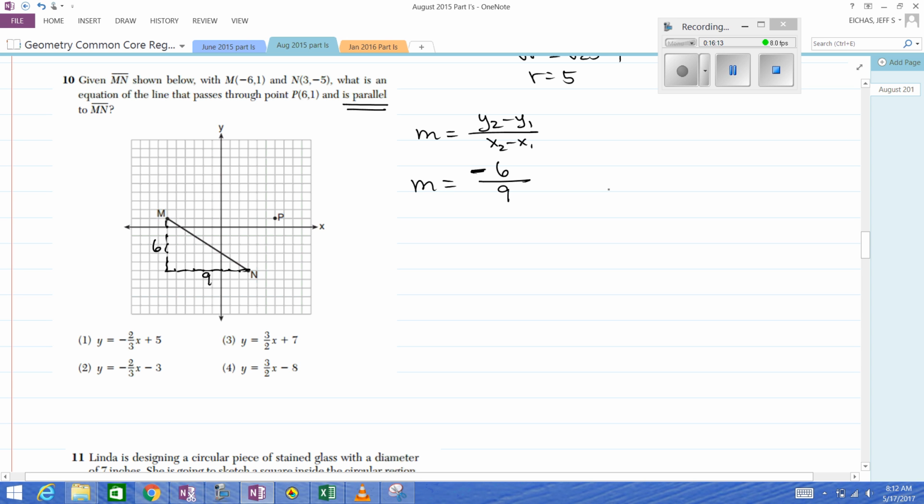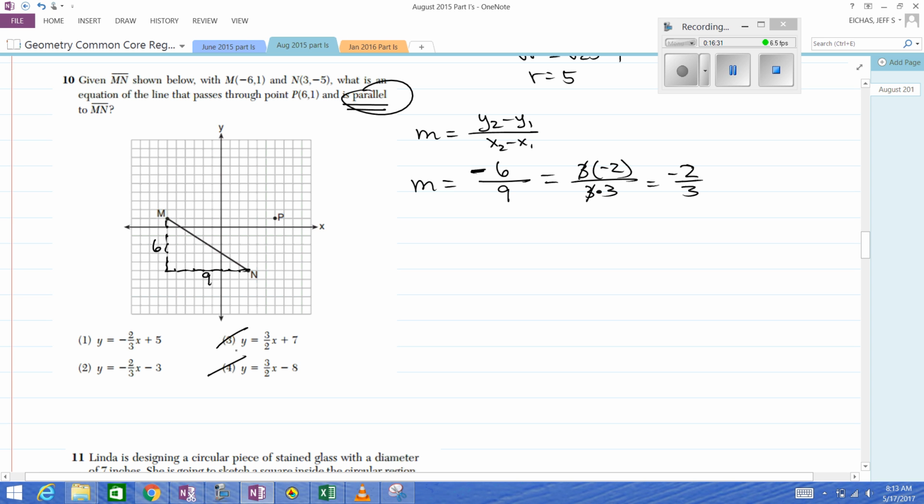Okay. Now, none of these have this. Let's see, they're all reduced, so I will reduce that. I can take out a 3. And so you get a slope of negative 2/3. We want parallel, so get rid of those.